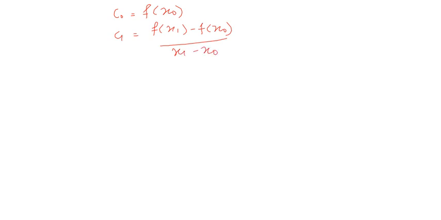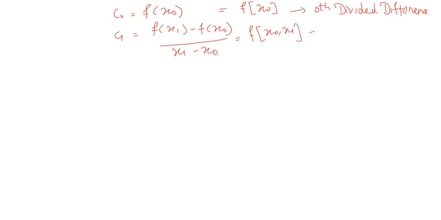That we have received. So now what we are going to write is this f of x naught as f with a closed bracket, to show the dependency. That is also called the zeroth divided difference. Now to show the C1 dependency on x1 and x0, we are going to write it as f of x0 comma x1, that is the first divided difference for Newton interpolating polynomial.